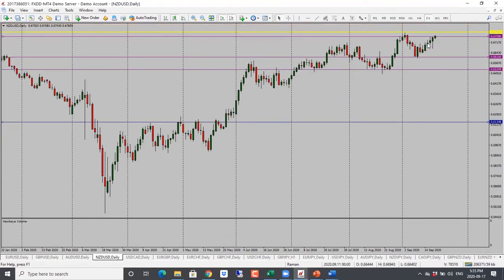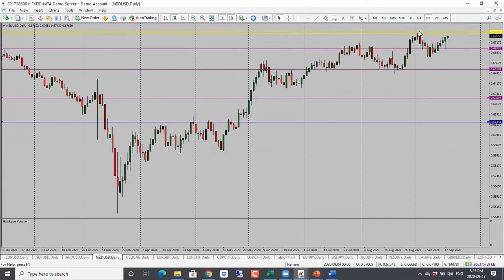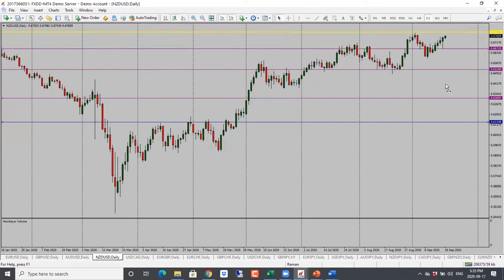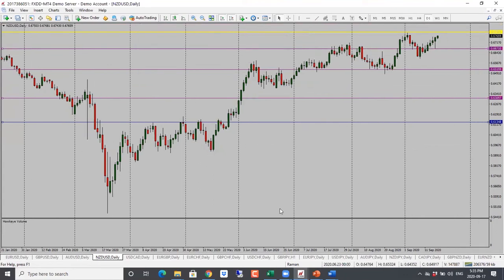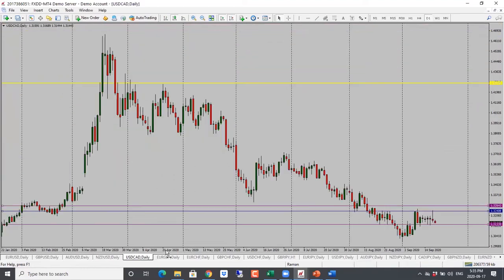New Zealand dollar, this one's looking bullish here. We have a big bullish pin bar here. I will look for price to go back up into 0.6800. So bullish bias for New Zealand dollar.